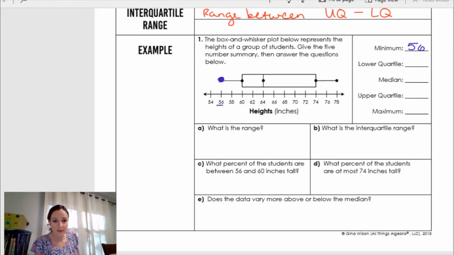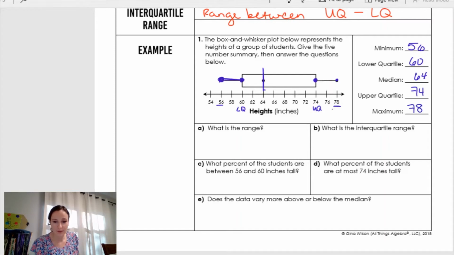Okay, the lower quartile comes next, which is this value here. This is your lower quartile, 60 inches. So that means 25% of the students are between 56 and 60 inches tall. Now the median, which is the half here represented by this line, is 64 inches tall. The upper quartile is this value here, 74 inches tall. And here would be your maximum at 78.